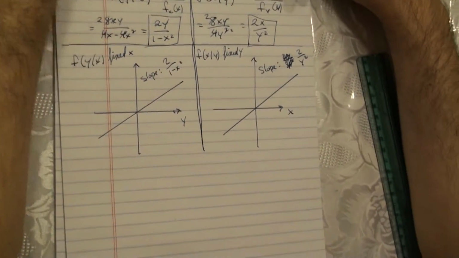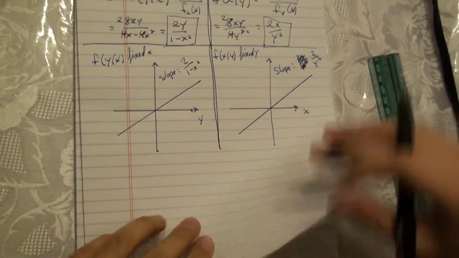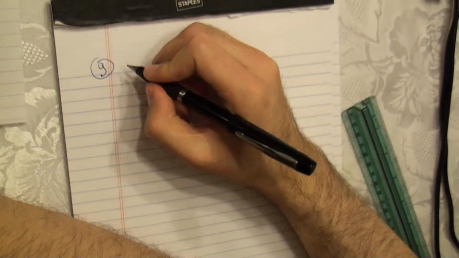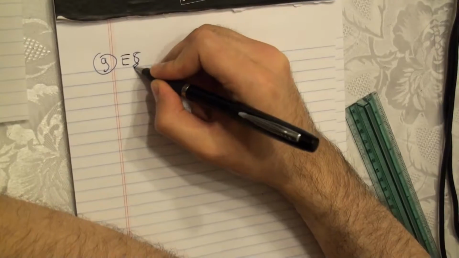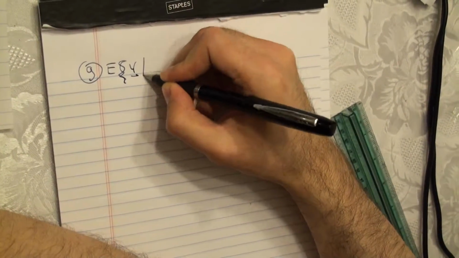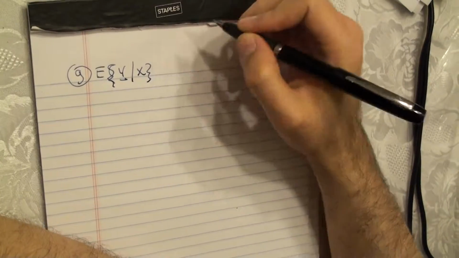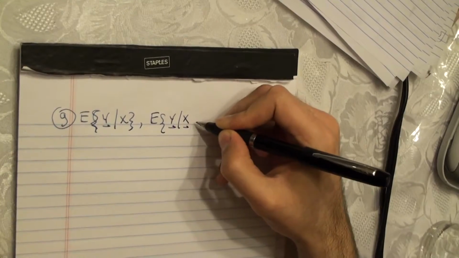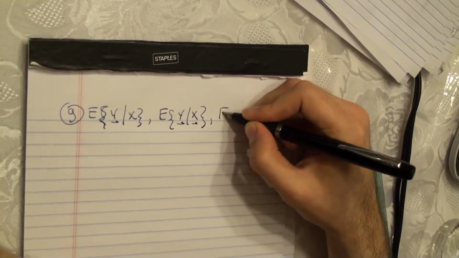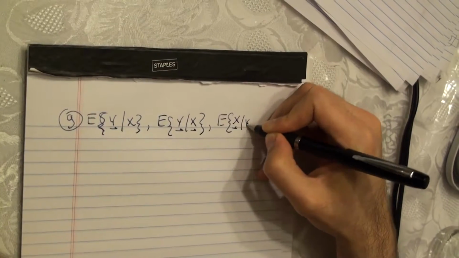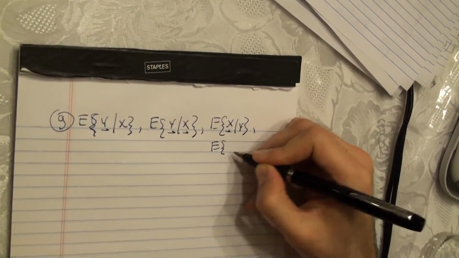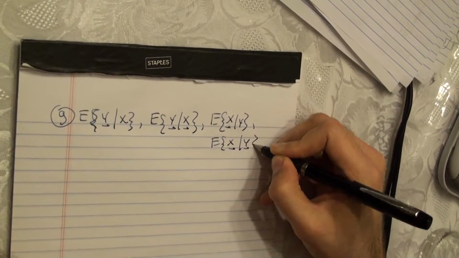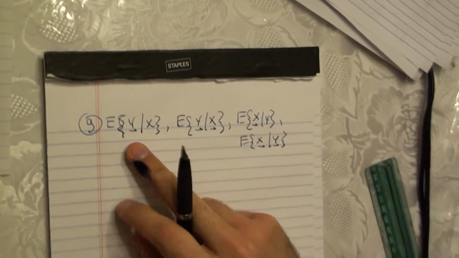And now we have part G, the last part. Part G wants us to find a conditional expected value of y given x. They also want us to find the expected value of y given the random variable x. Then they want us to find these as well. So let's start with this first one.